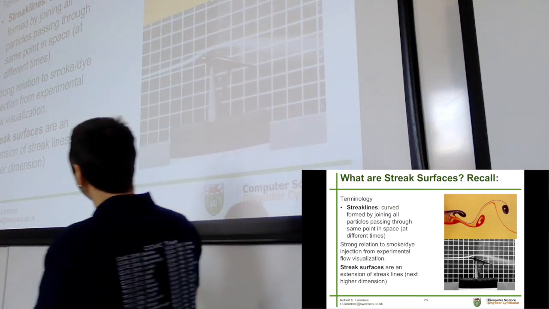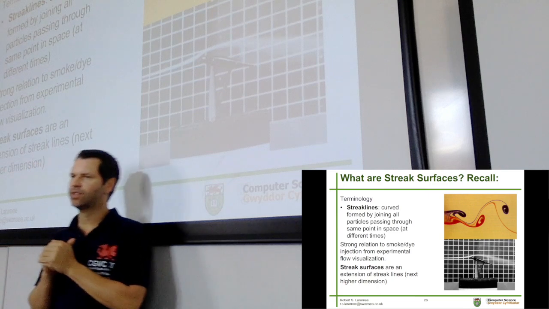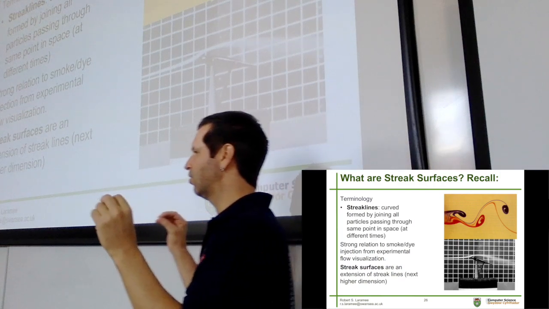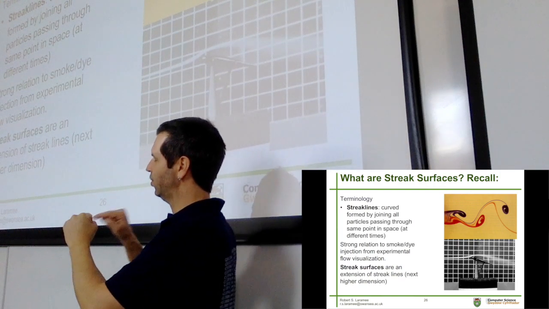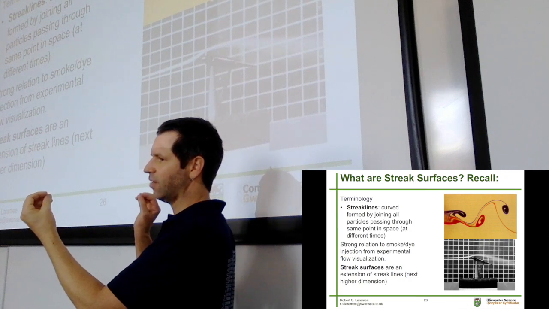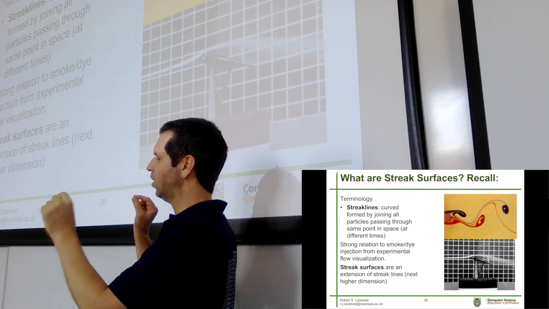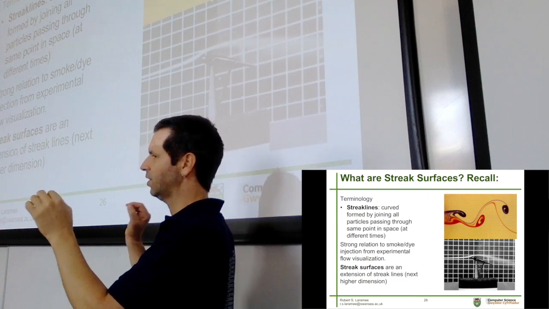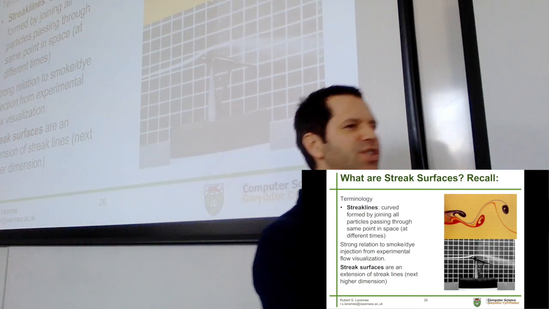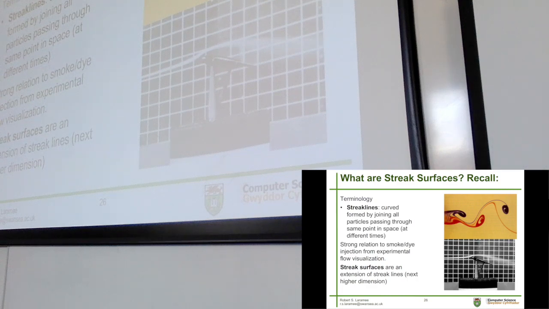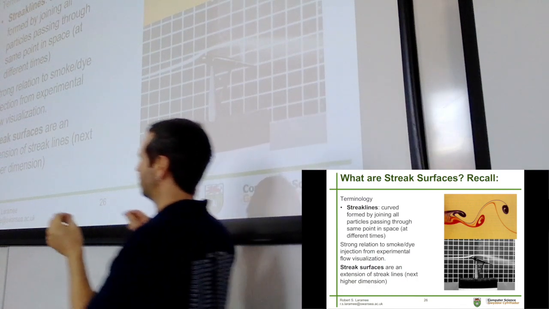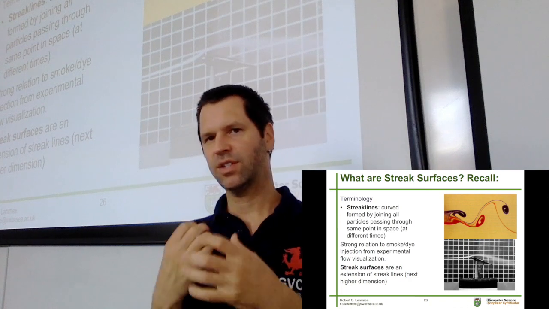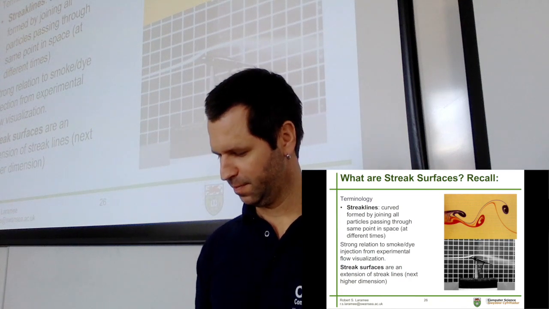Now, streak surfaces are an extension of streak lines. So in our implementation, we have a seeding curve or an edge. So it's no longer just a point, it's an edge like a line segment. And then we inject edges into the flow at periodic frequencies, and we join the edges together. But that's what today's lecture is about. How do you construct streak surfaces? How do you actually generate them? But at least now you have the conceptual idea of what they are.